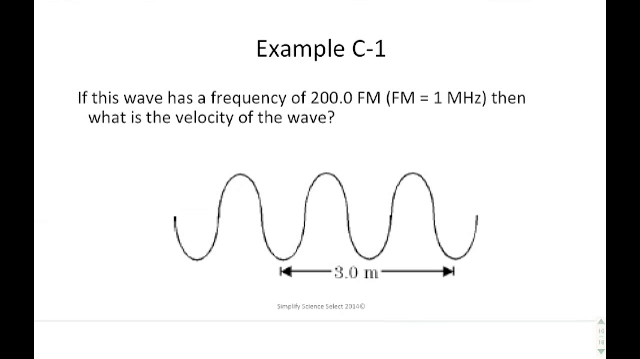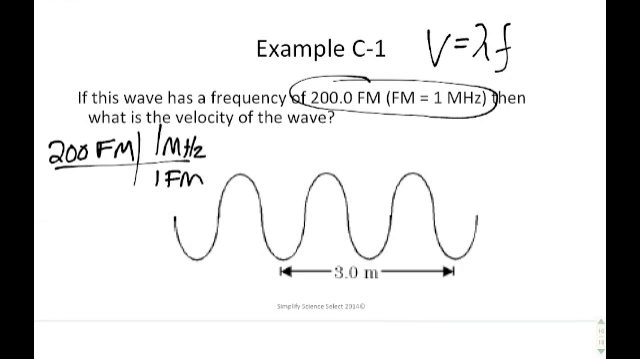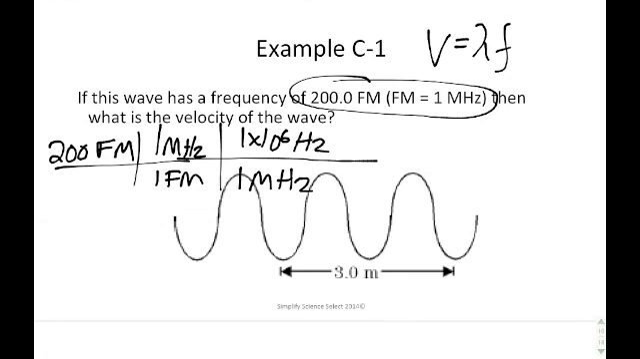So the equation that we're going to be using is V equals lambda F. This right here is going to be the frequency, and it even tells you that you're going to have to convert. It says you have 200 FM, and that 1 FM is 1 megahertz. But that's still not where you need to be. Remember, you do need to be in hertz. So the conversion between mega anything and our standard unit would be 1 megahertz is 1 times 10 to the 6th hertz. And that would allow you to get this as 2.0 times 10 to the 8th hertz.